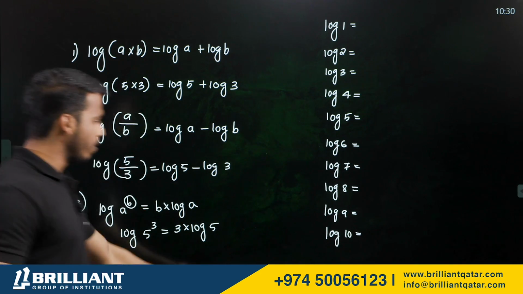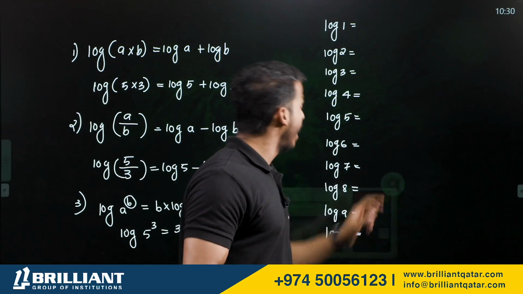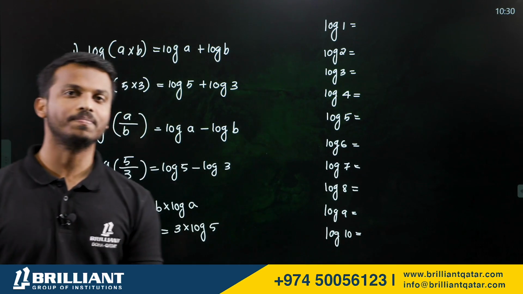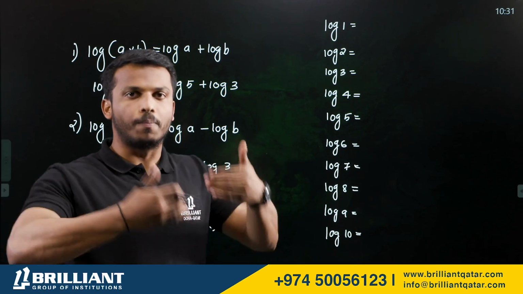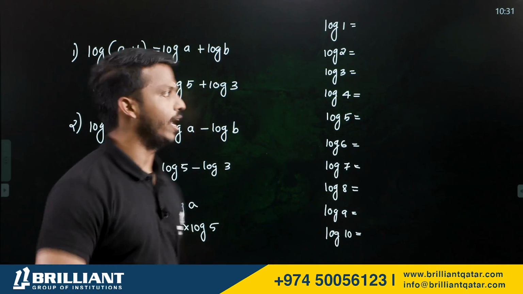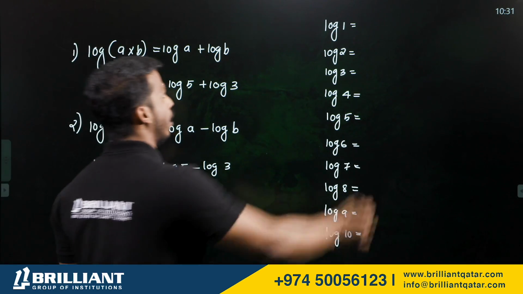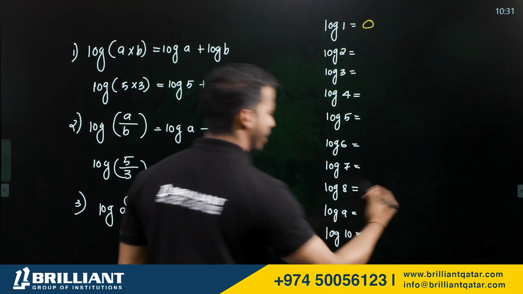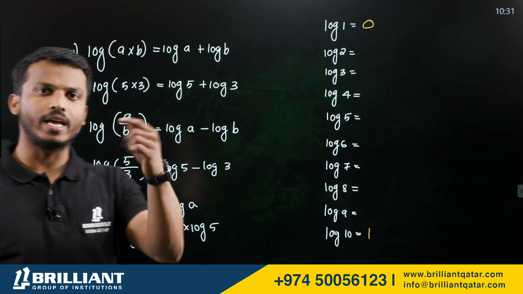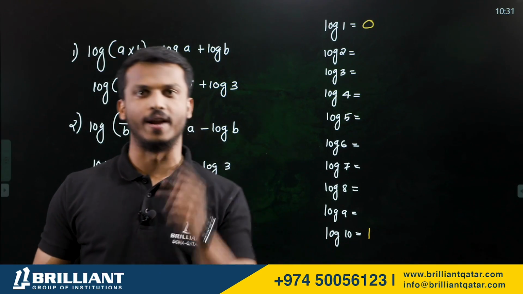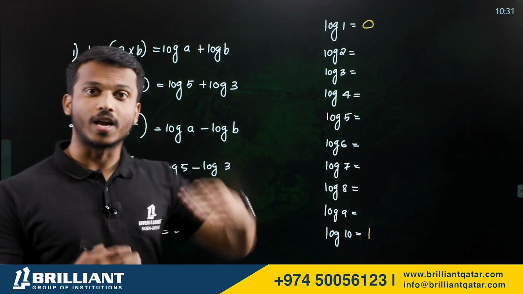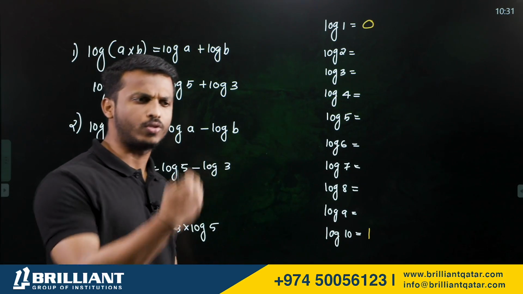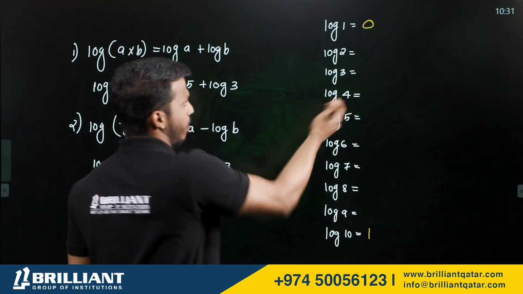One more topic we have to remember: the values of log 1 to log 10. We have to know that, because the given questions bring in these values. Log 1 is 0 and log 10 is 1. So your remaining values are in between 0 and 1. All are very close values, so we can remember them.